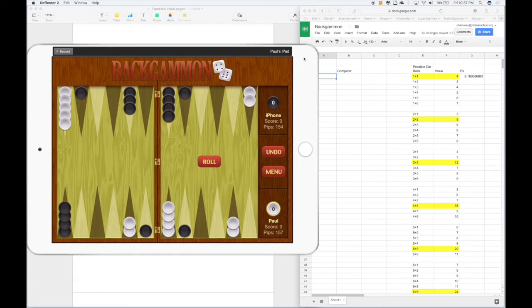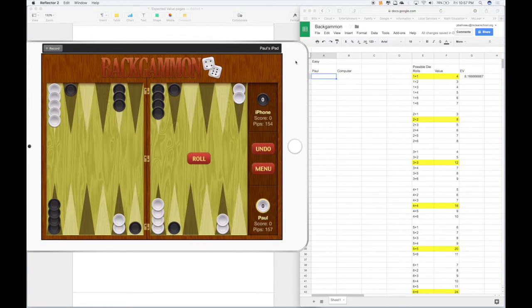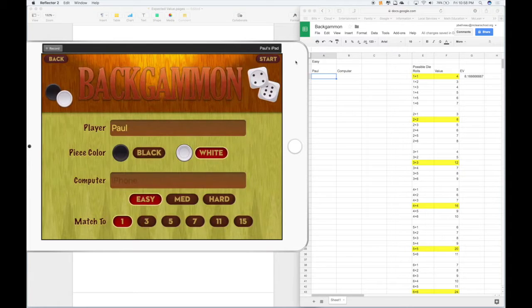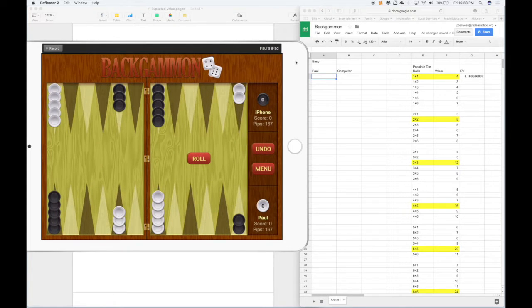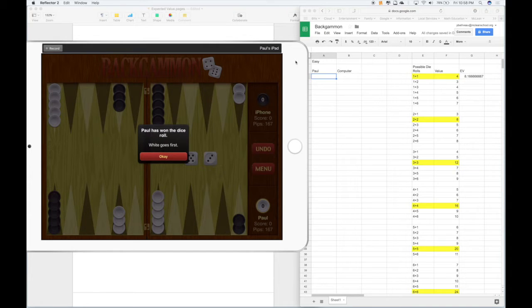Okay, so let's play this game of backgammon and keep track of the rolls, and let's see if this computer on easy mode is actually fair. So, start a new game and we'll roll. And I've won this roll. I certainly think that's fair.